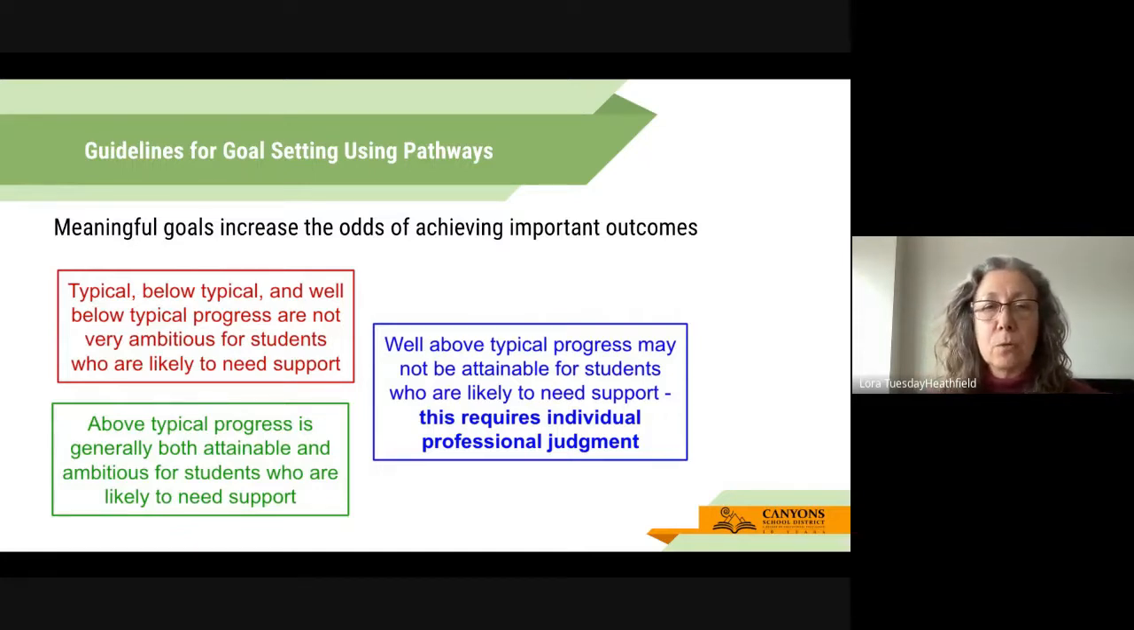As teachers, you know your students pretty well, and the score on Acadience Math, the composite score, is only one indicator, and you may have other information about that particular student that helps you decide whether above typical or well above typical progress would be achievable for that student.